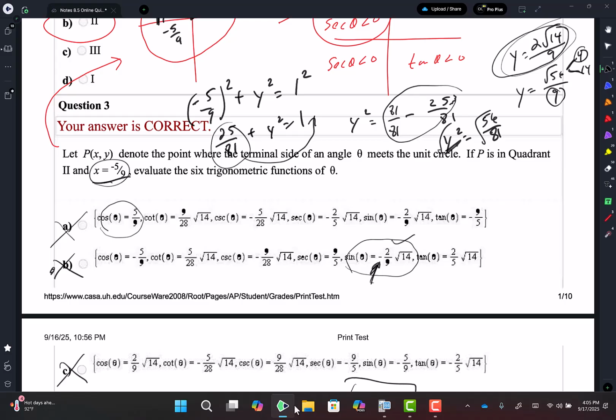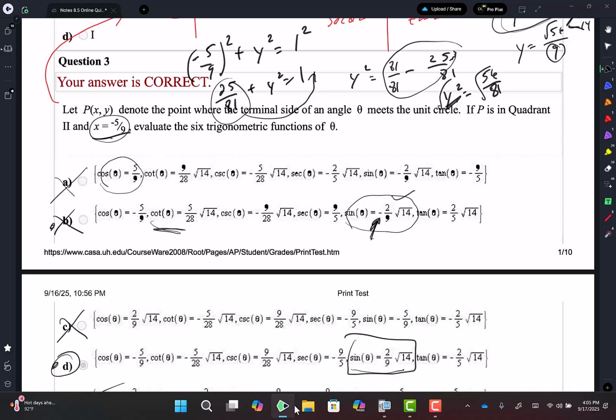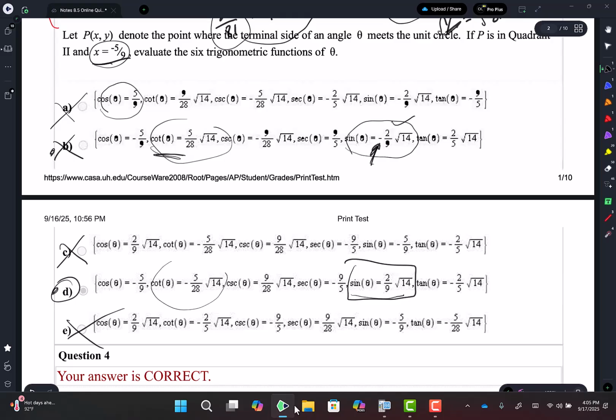Does that make sense? And then of course, if both of them were to match, then you start messing with the x and the y. We're in quadrant 2, so cotangent and tangent better be both negative. Notice letter B has cotangent positive, so letter D, which has cotangent negative, has to be the answer. And we saw how we canceled everything, right?